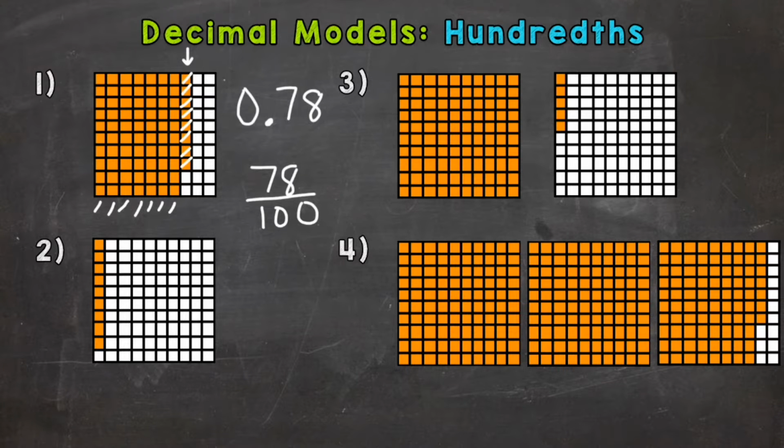So let's move on to number 2 here, where we have, again, hundredths, and we need to see how many hundredths are filled in. So we do not have any full columns filled up, so we need to count these individually.